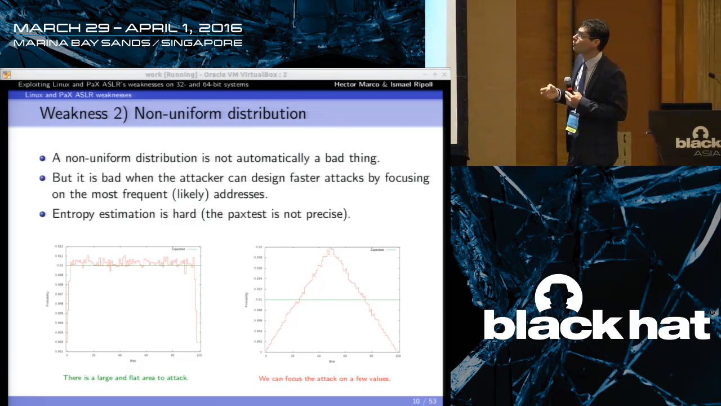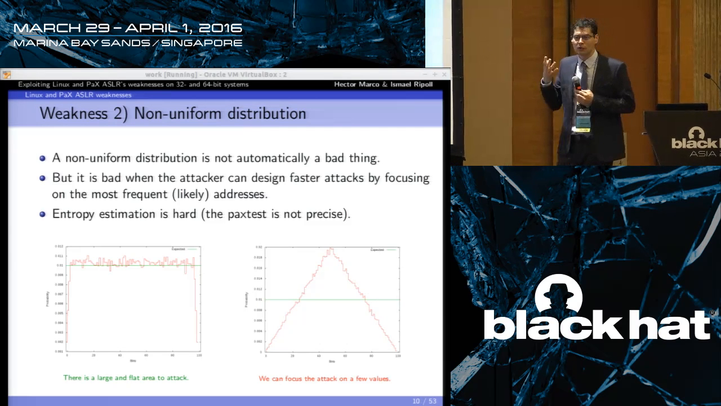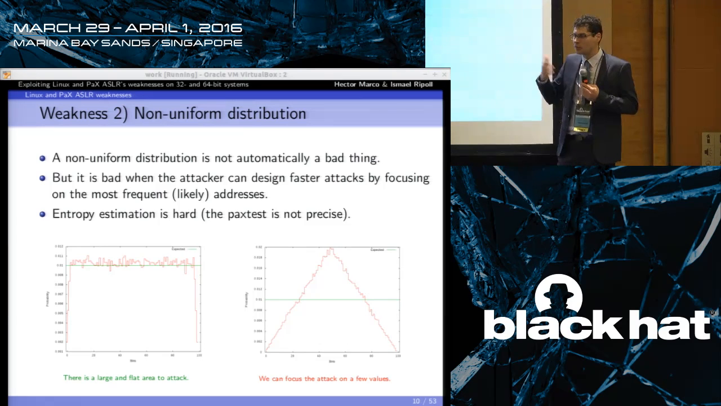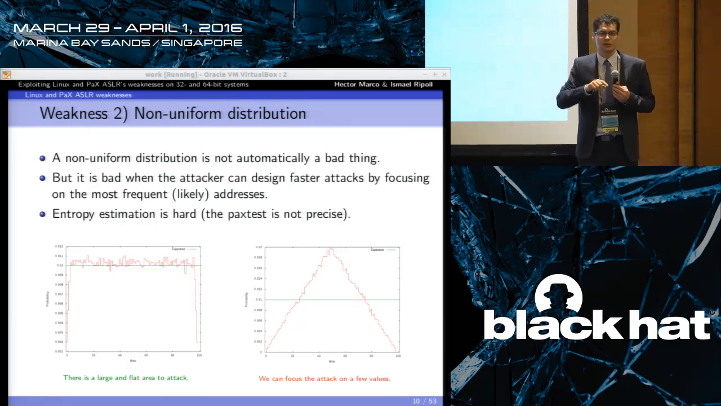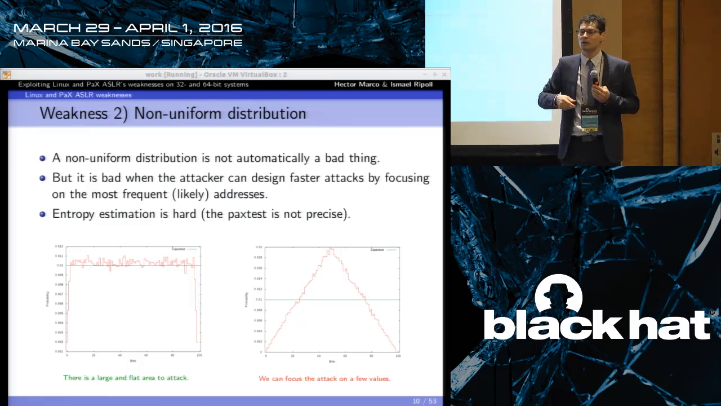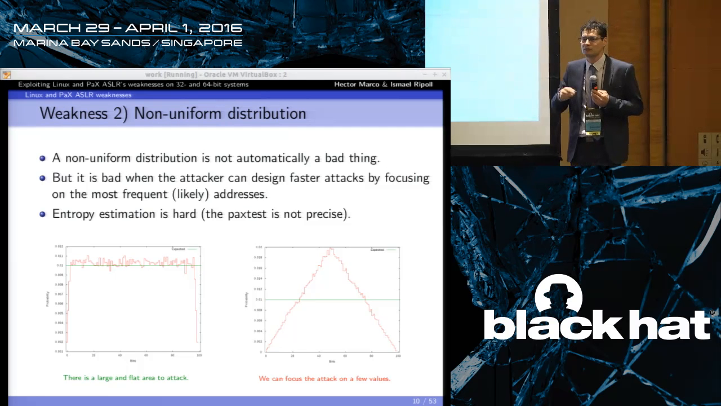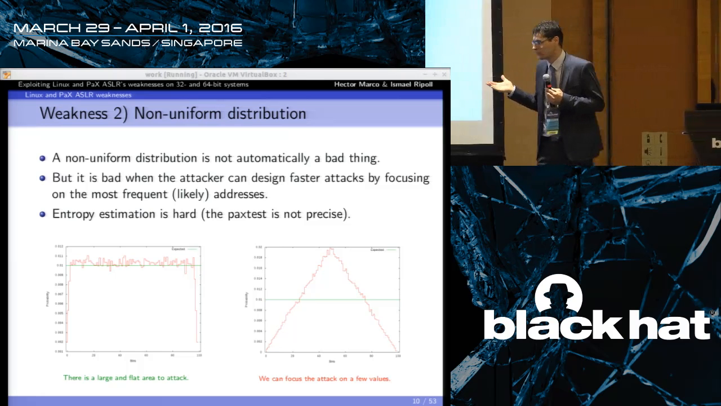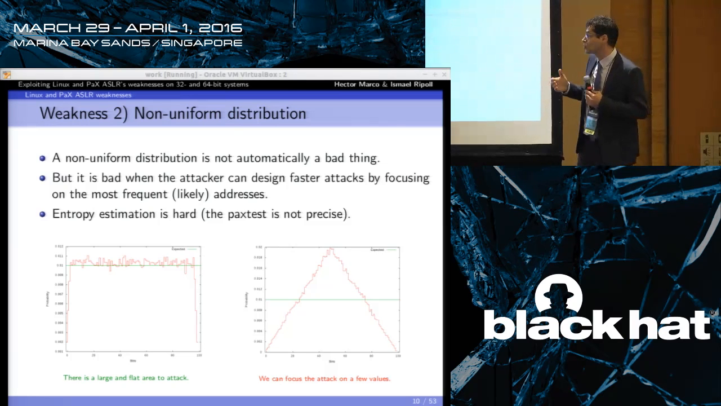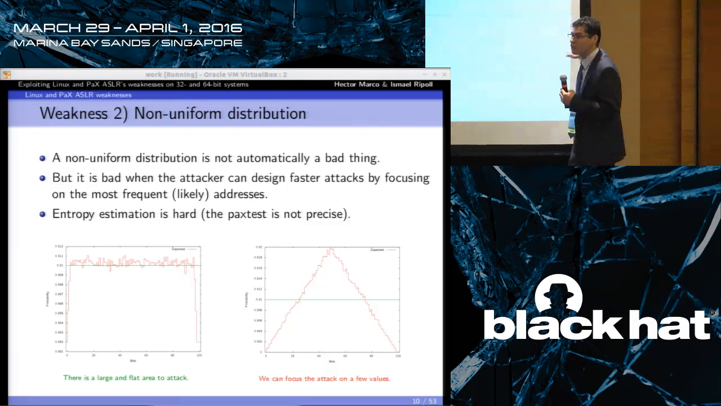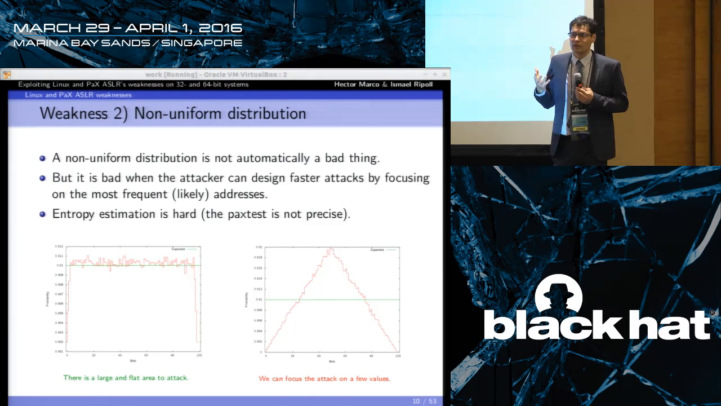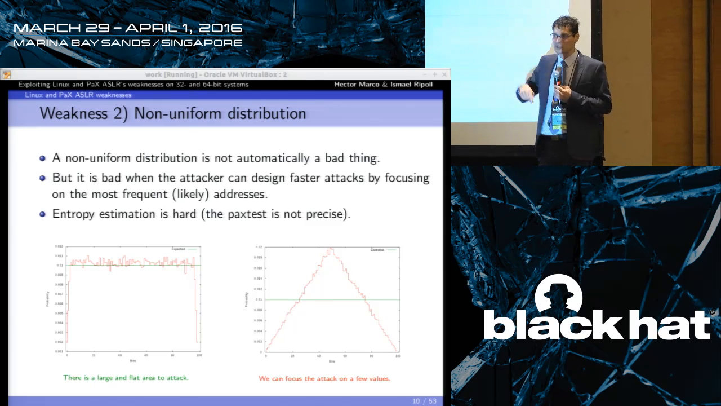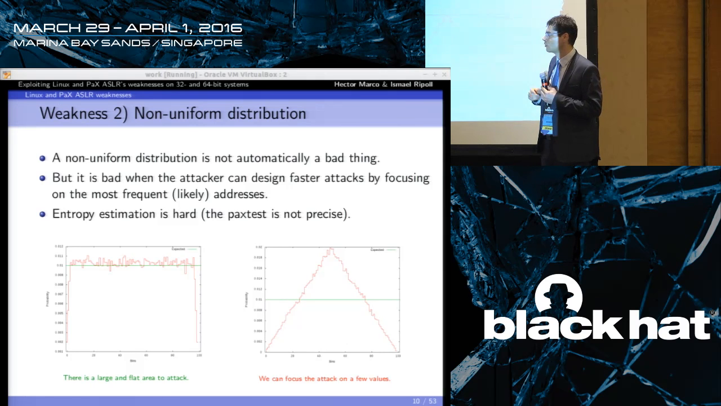The next one, the second weakness. When we talk in computer science, when we think about random numbers, immediately we think about a uniform distribution. Nobody thinks about a normal or a triangular or any other, or logarithmic or Poisson. That's for statistics people. So we think of a uniform, a flat distribution, something like that, with some noise. What if we don't have a uniform distribution? What if the addresses of the ASLR are not equally distributed? Okay, initially it is not bad.